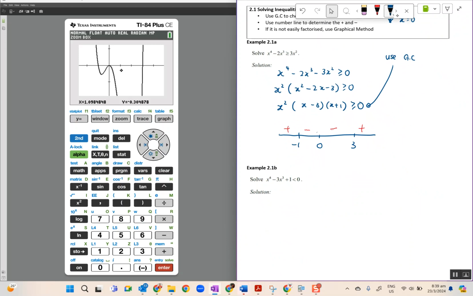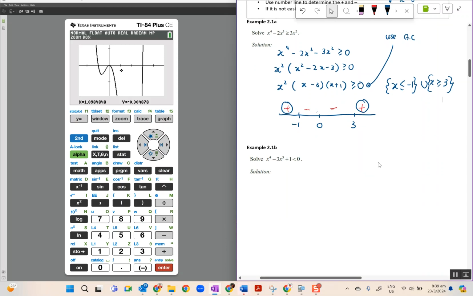And now we have all our plus minus plus. Greater equals to 0, I circle this, I circle this. So the answer is x lesser equals to negative 1 union x greater equals to 3, and then you can put it in set form, and then that will be your answer. So be very careful when x equals 0 is a root.